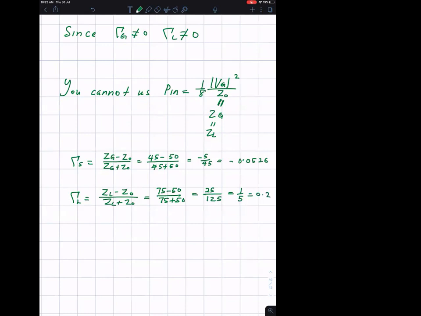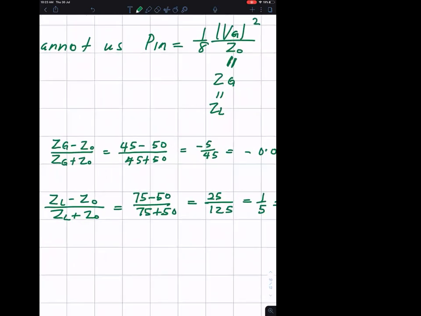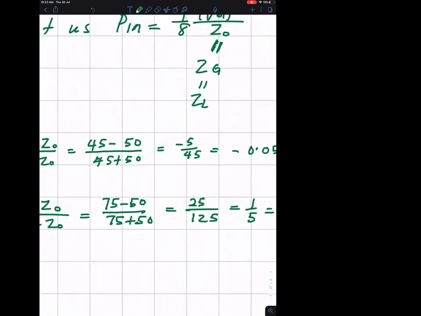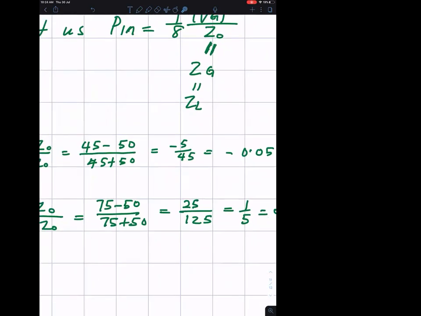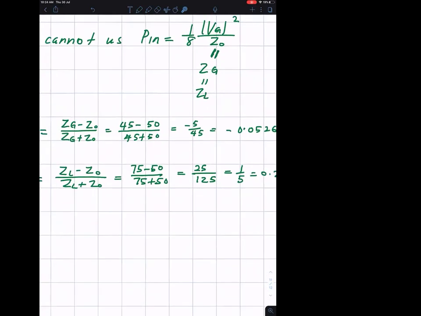The reflection at the load is a little bit bigger than the reflection at the source. The reason is because the difference is small here, so you get a smaller reflection coefficient. The difference is bigger here, so you get a bigger reflection coefficient.